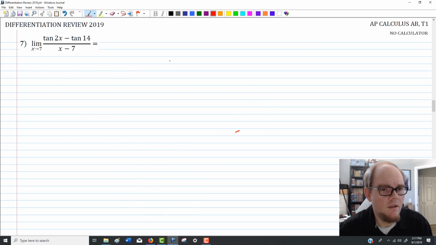Okay, with that said, that brings us next to question number 7. Question number 7 looks like some sort of relic from the limits unit. It basically just asks for the value of the limit as x approaches 7 of this quotient up here.